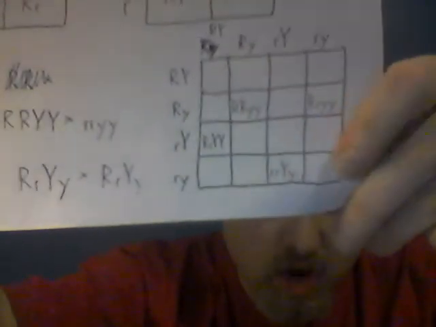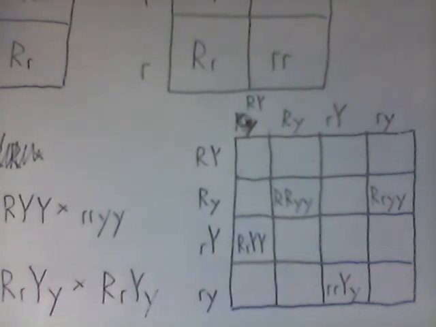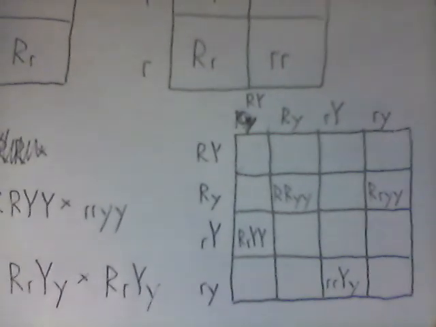And then let's look down here in the last box that I filled in. That's going to be the third column, last row. We got little r, little y, that is smooth green from across the row. We got little r, big Y, that is smooth yellow from above the column. That gives us a plant that is homozygous recessive for texture. It's going to be smooth, but heterozygous for color. So we got a smooth yellow one here, but it's carrying a recessive gene for green.